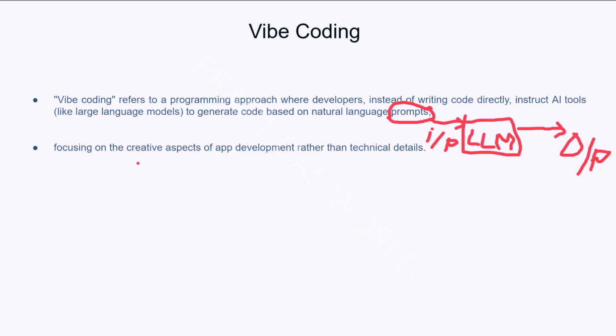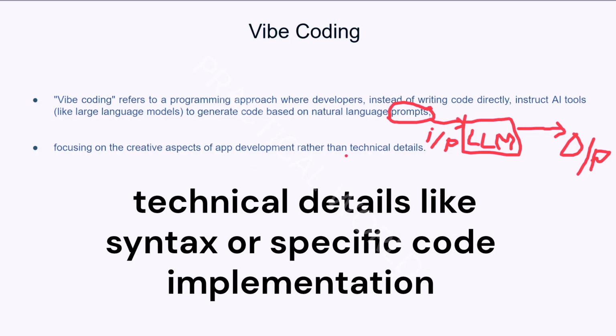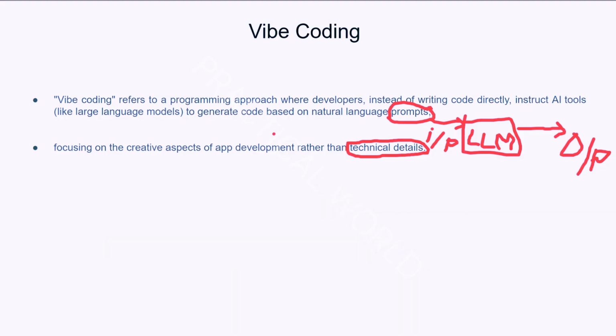It focuses on the creative aspect of app development rather than technical details. Now developers do not need to worry about basic technical details because they are handled by AI tools such as ChatGPT, Claude, and other tools. The term vibe coding was coined by Andrej Karpathy in February 2025.